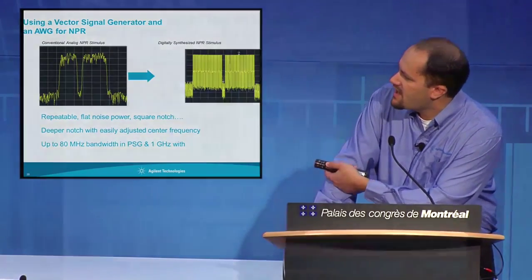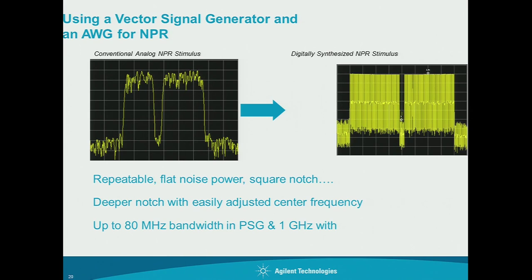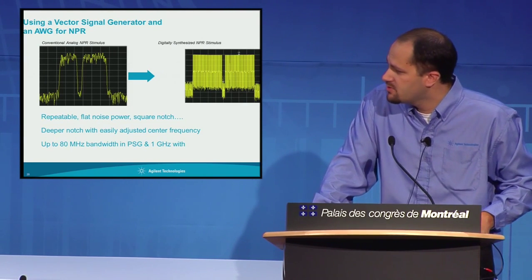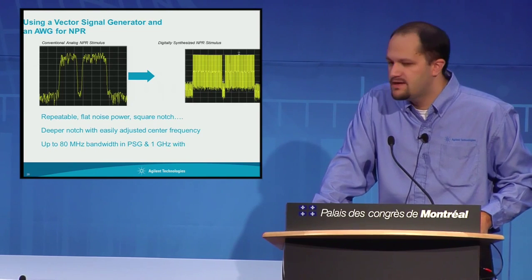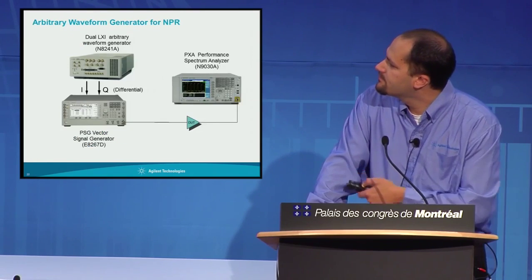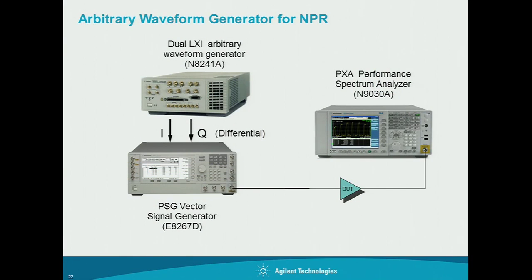So on the left here, I have a picture of an analog approach with a notch signal for NPR stimulus, and on the right we have a digitally synthesized signal. Specifically, we're talking about really wideband signals with really large depth between the top of the signal and the null. What's nice about that is it's very repeatable, it's easier to set up, and it's a lot better as far as fidelity goes in many cases. So here's an approach. You take a wideband arbitrary waveform generator, you upconvert that, and then you have your DUT. You stimulate the device under test, and then you can make your noise power ratio measurement with something like a signal analyzer.